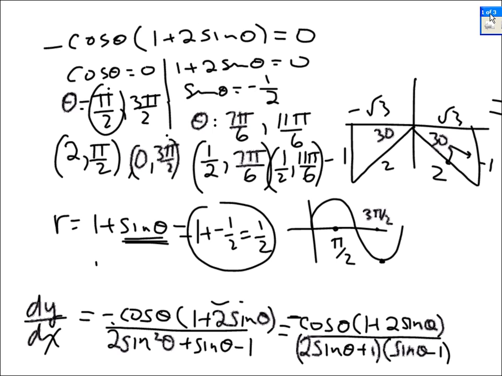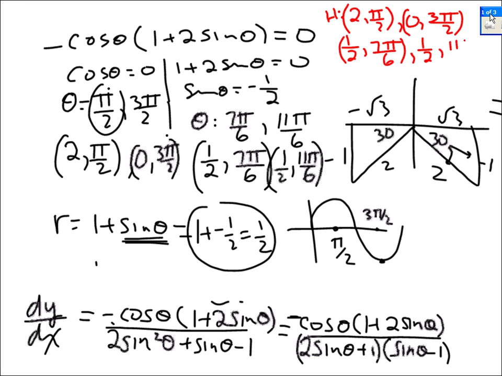These 4 points, which I'm going to put in the corner, are the possible points of horizontal tangencies. 2, pi over 2; 0, 3 pi over 2; 1/2, 7 pi over 6; and again a half, 11 pi over 6. These are the possible ones. There won't be any others.